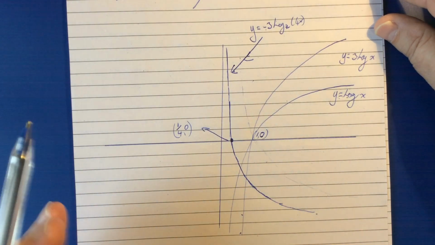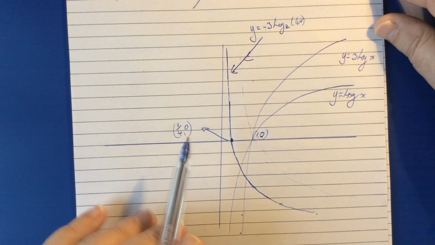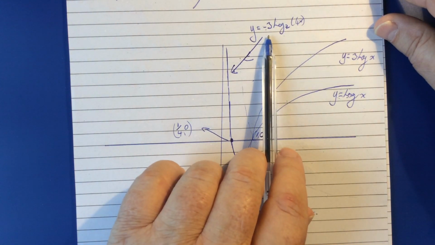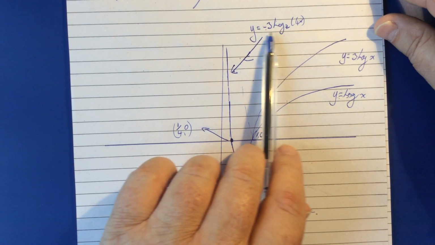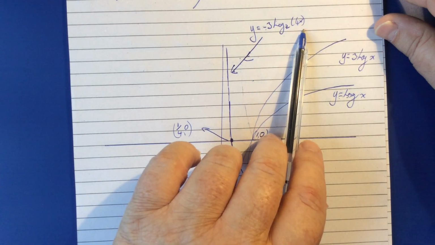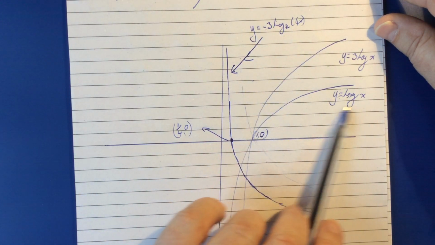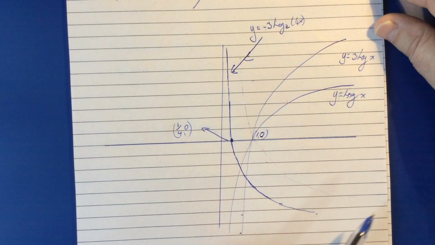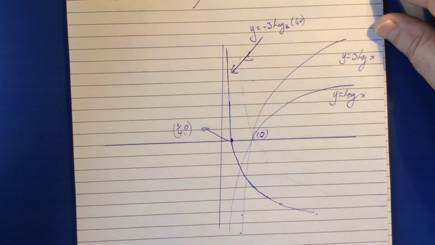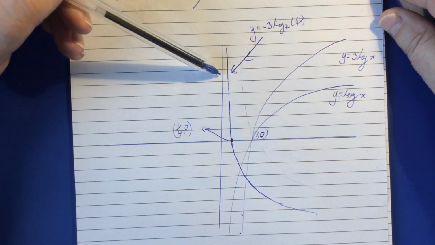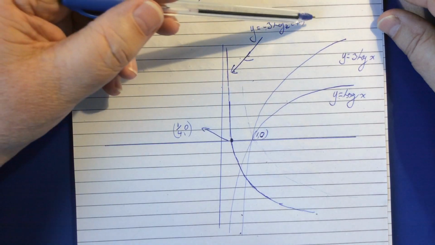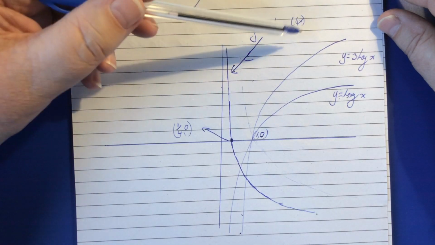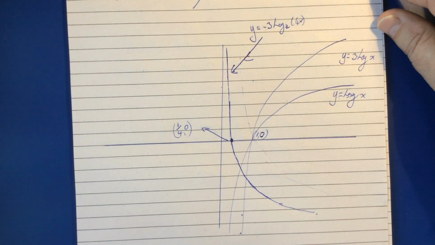So what this exercise has done, hopefully, is it's given you an idea of the basic effects of the various changes that we made to the basic equation y equals log of x. What we haven't dealt with is what would happen if we, say, put plus or minus a number out here. We'll come to that in a subsequent video.